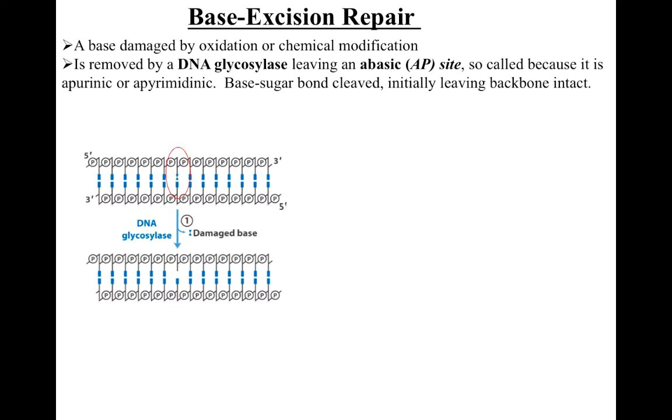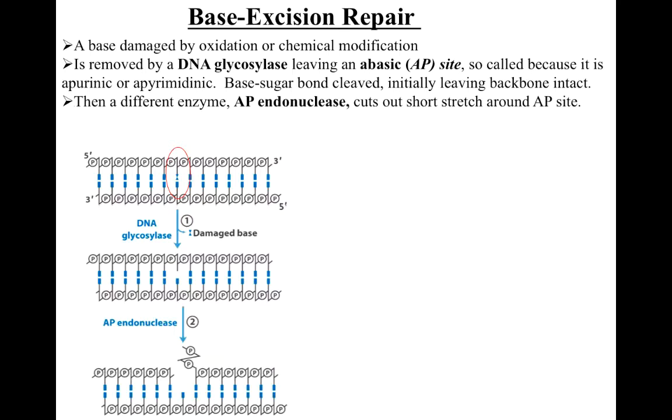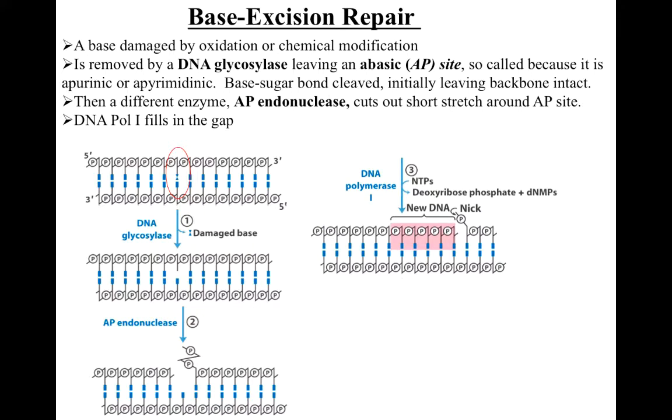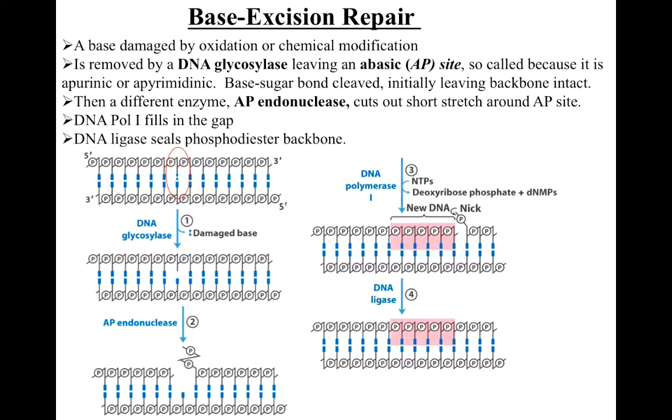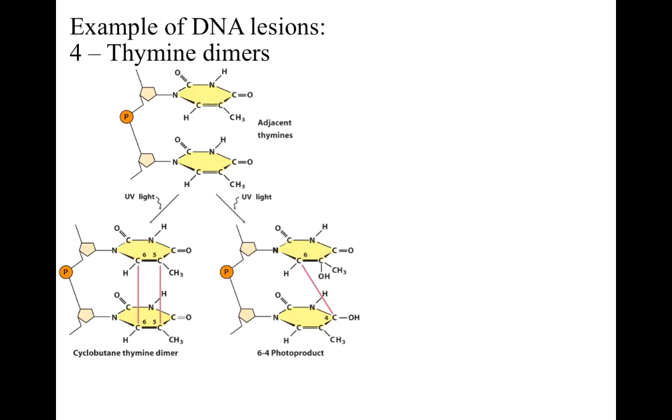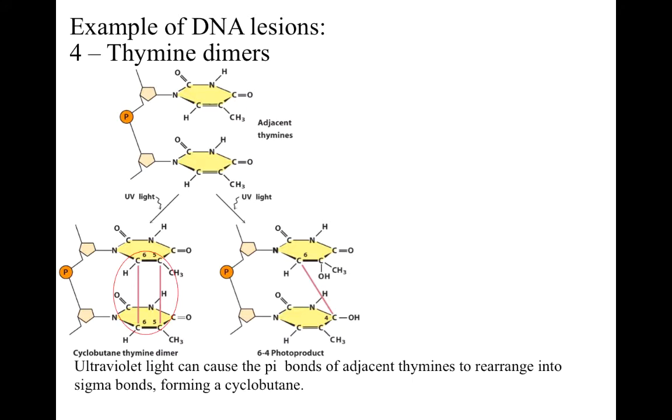So DNA glycosylase will leave what's called an abasic site, because it's apurinic or apyrimidinic, where the base-sugar bond is cleaved. And then a different enzyme called AP endonuclease will come in and cut out a short stretch of DNA around that AP site, leaving a gap. And so then DNA polymerase 1 will come in and fill in that gap, and the gap will then be sealed by DNA ligase.